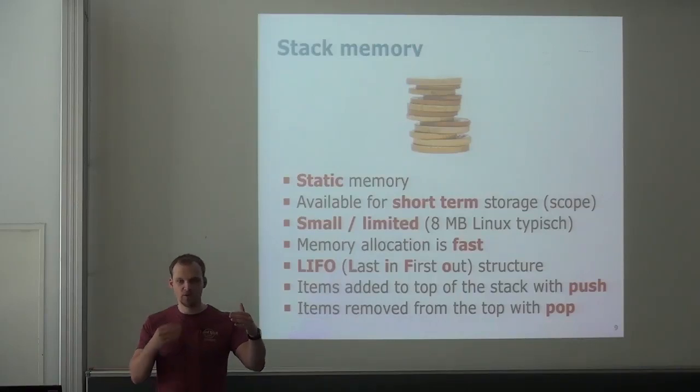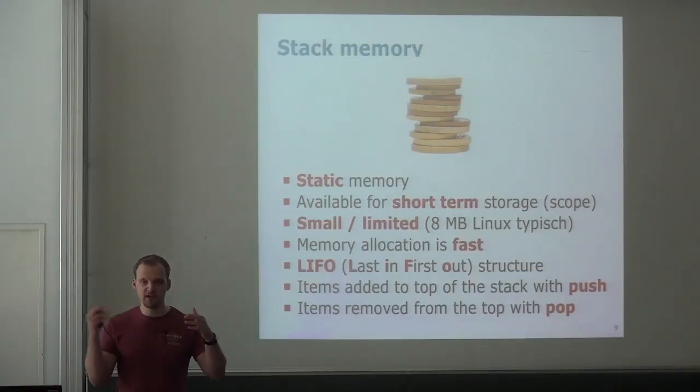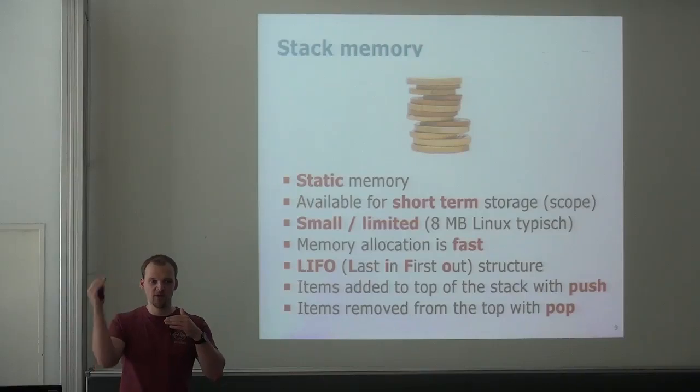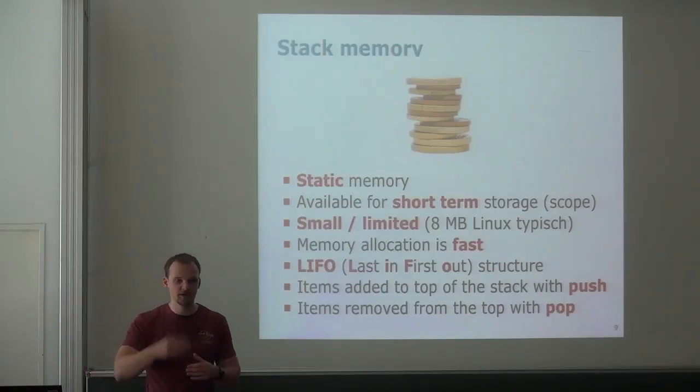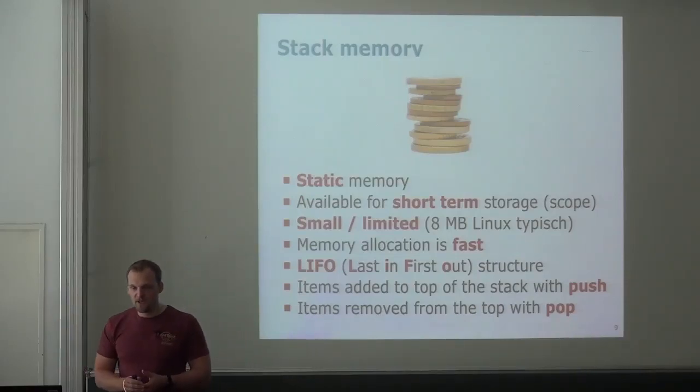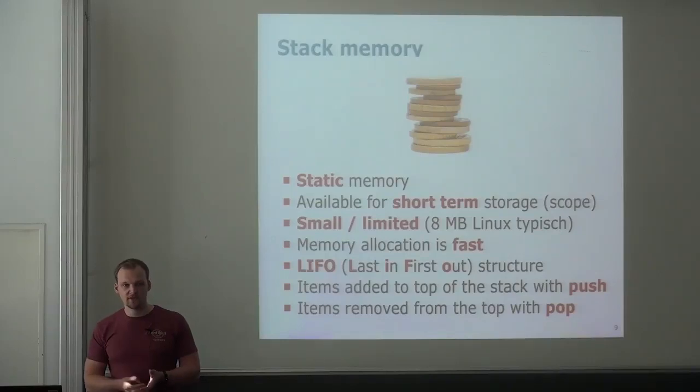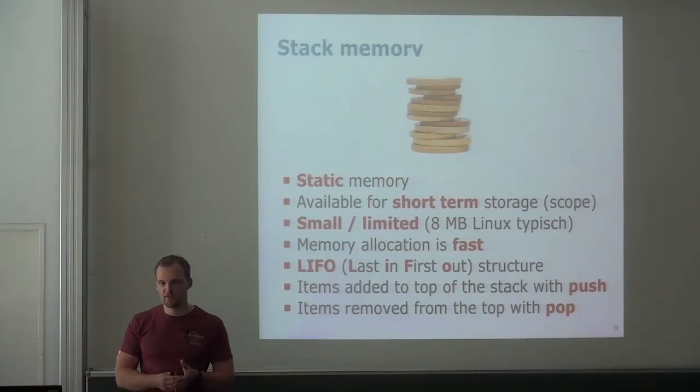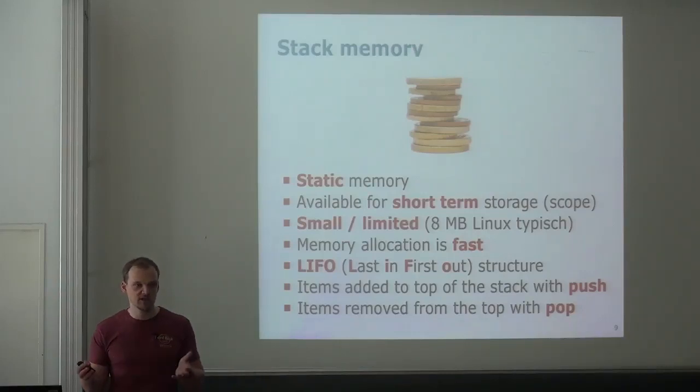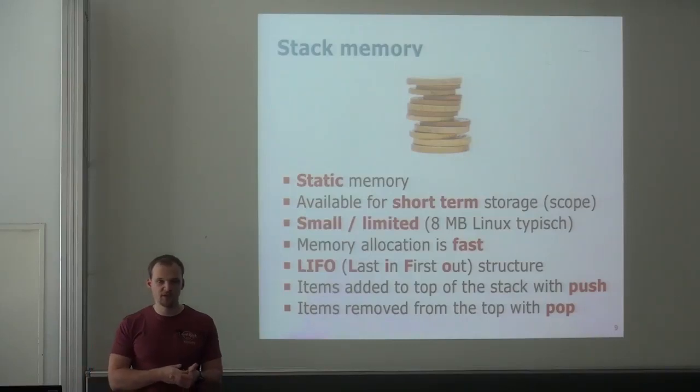Every time you open a scope, you create a new stack, then you put things in the stack when you allocate variables. In the end of the scope, the stack empties completely. So you just throw away all your coins in this stack, right? And it's generally relatively small. On most systems that I know, it's 8 megabytes, so you cannot allocate more than 8 megabytes of data on your stack. But the memory allocation is really fast.